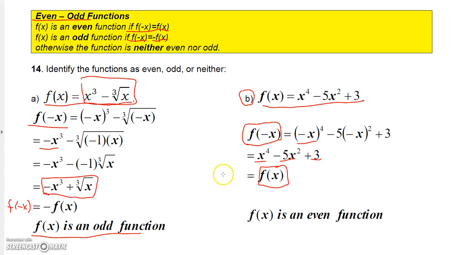And over here we showed that f of minus x was equal to f of x. So therefore f of x is an even function. Now, not all functions are even nor odd. I mean, there's plenty of functions that don't have either one of these qualities. Okay, so that takes care of that. We'll get into some graphing of some functions in the next video.